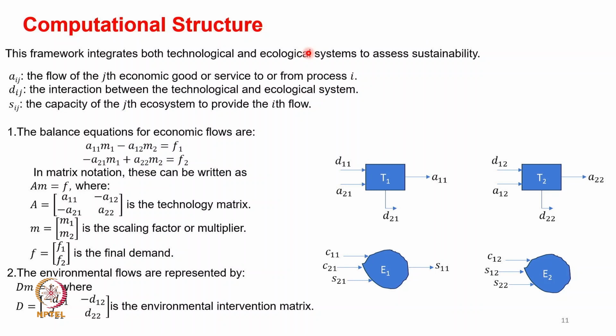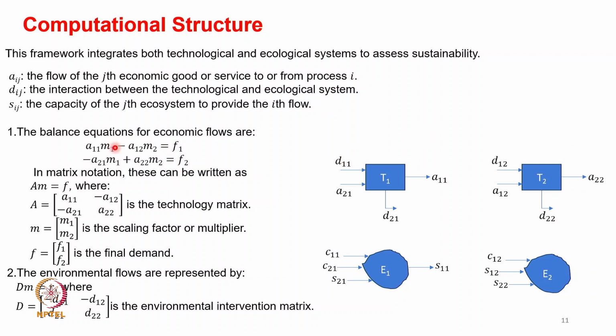So before we move ahead, let's define Aij as the flow of the jth economic good or service to or from the process. Dij is the interaction between the technological and ecological system, and Sj is the capacity of the jth ecosystem to provide the ith flow.